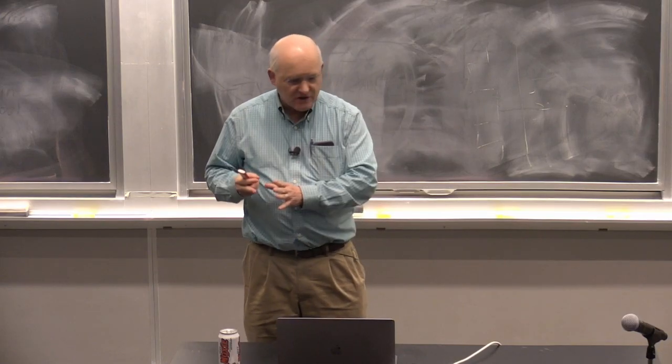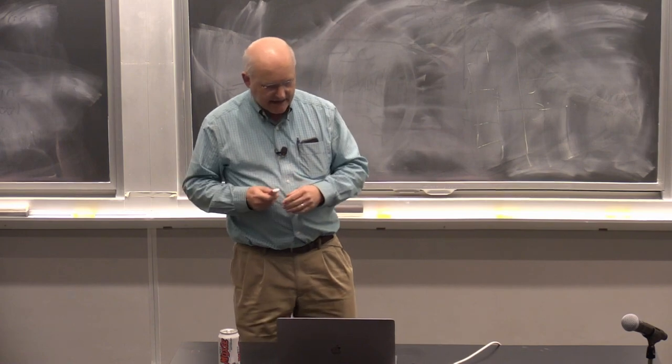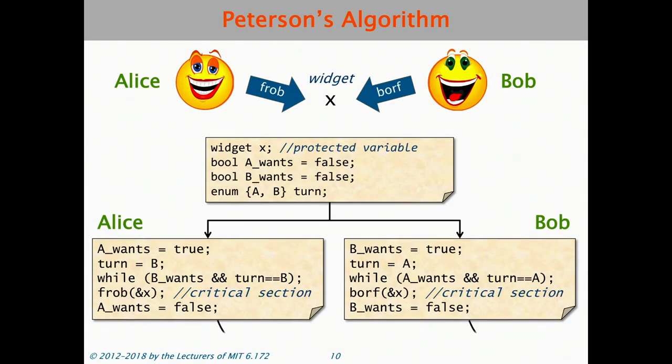And if you look at Bob's code, it's exactly the same thing. And when we're done with this code, we're going to then loop to do it again, because they just want to keep frobbing and borfing until their eyes turn blue or red, whatever color eyes they have.